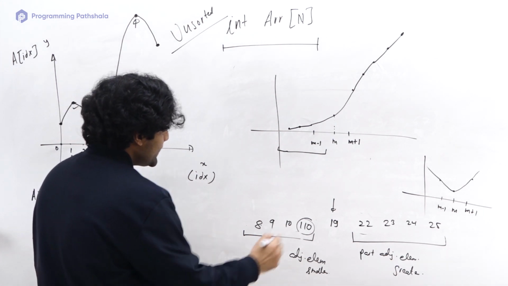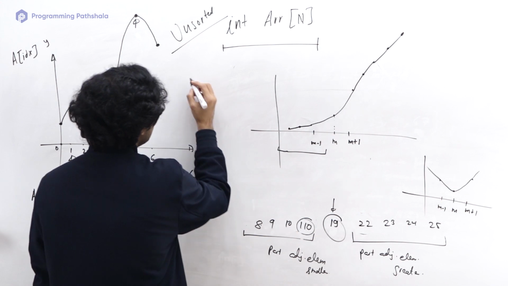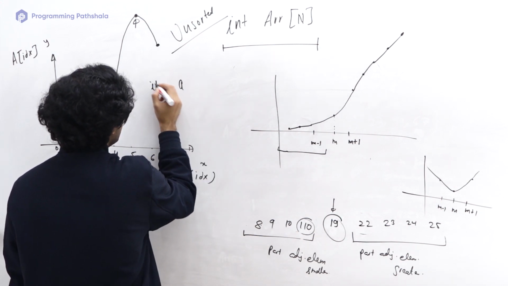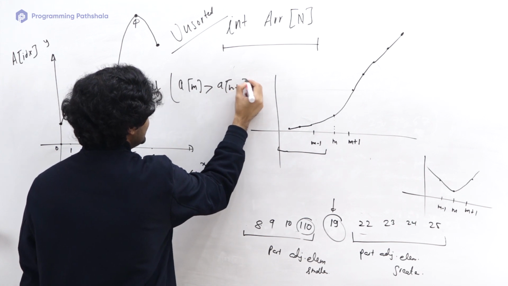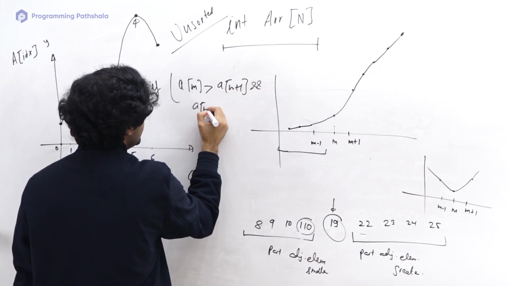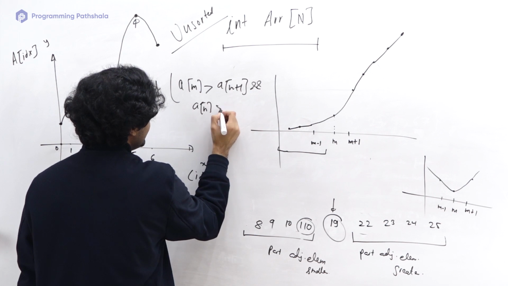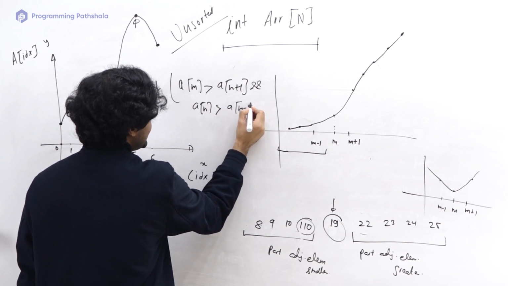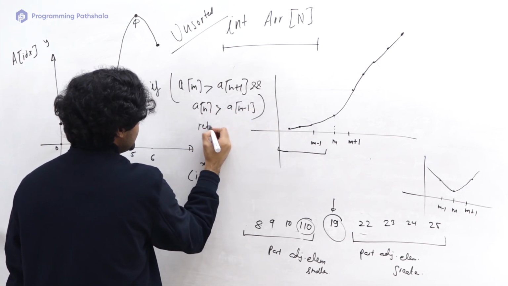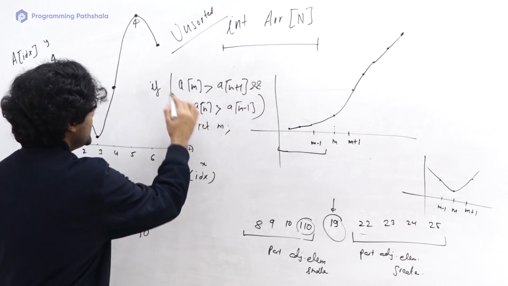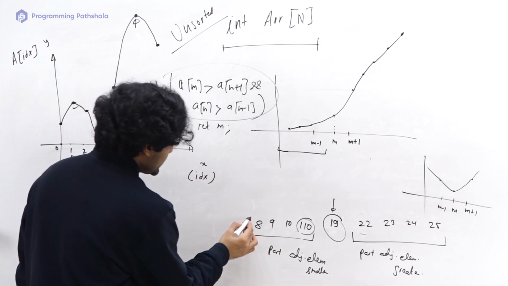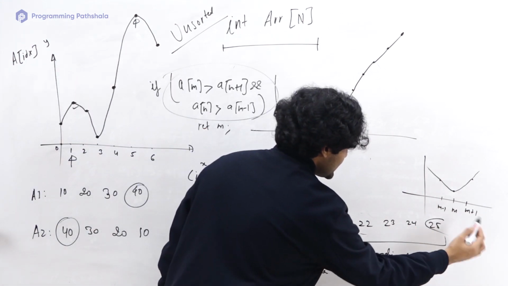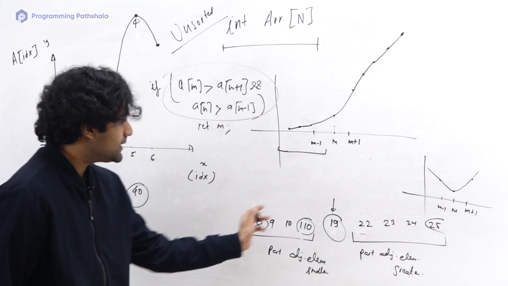So see, whenever you attack m, what is the first thing that you do? You first check if a of m is greater than a of m plus 1 and a of m is greater than a of m minus 1 as well, then you return m. Now you have to be a bit cautious while doing this thing. So you should not make this check for this element and this element. So they have to be handled in a separate manner.